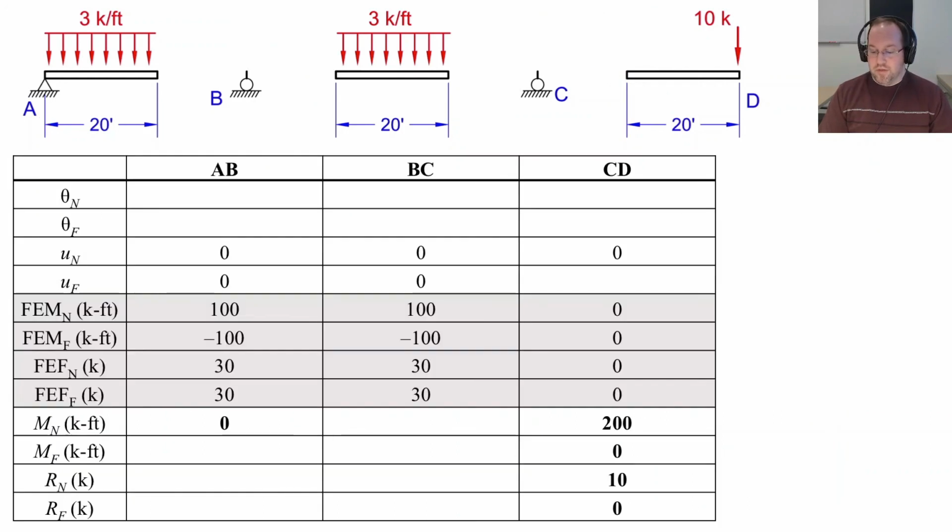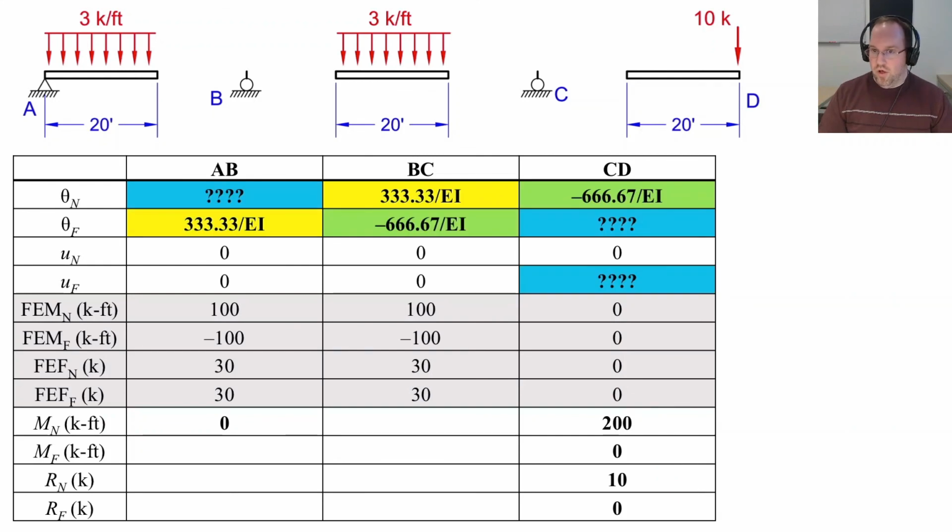So once again, let's start with a summary of what we know and what we do not know. So we do know our displacements here at all of our boundary conditions, and the fixed end terms, we know all of those. We don't actually need those fixed end terms for CD because we already have the moments and the forces for that cantilever without using slope deflection.